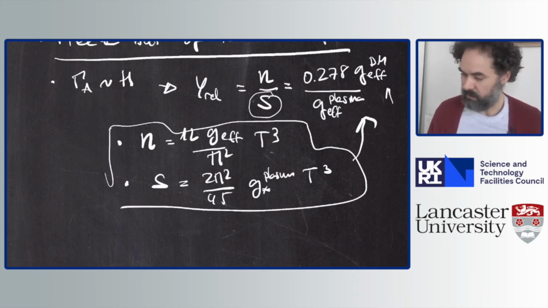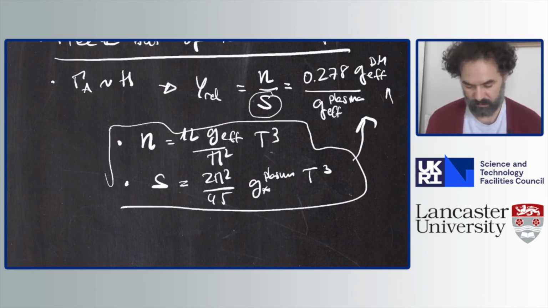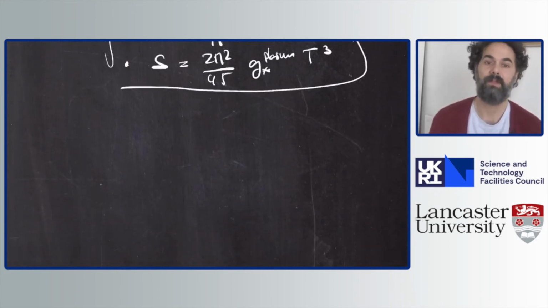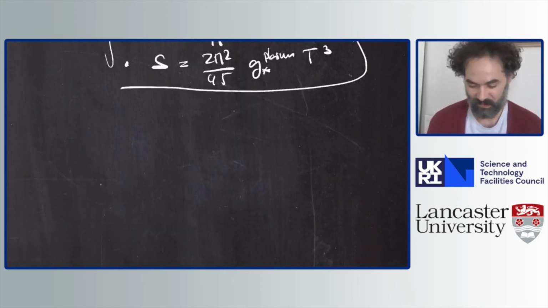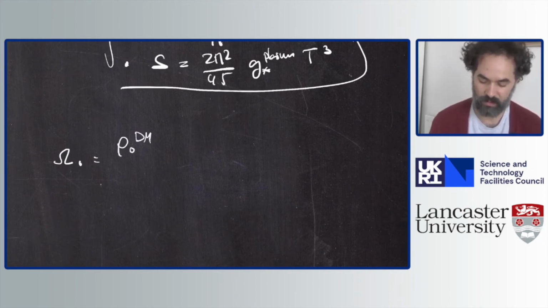Very good. Now, once you have these numbers, the next thing to compute is the observable. We already know how to compute the observable, and the observable is going to be omega today, the energy density of the dark matter today, divided by the critical energy density that we already used in previous lectures.